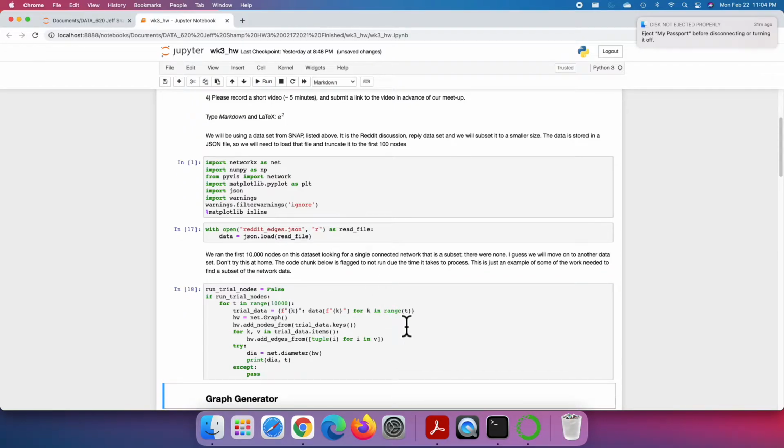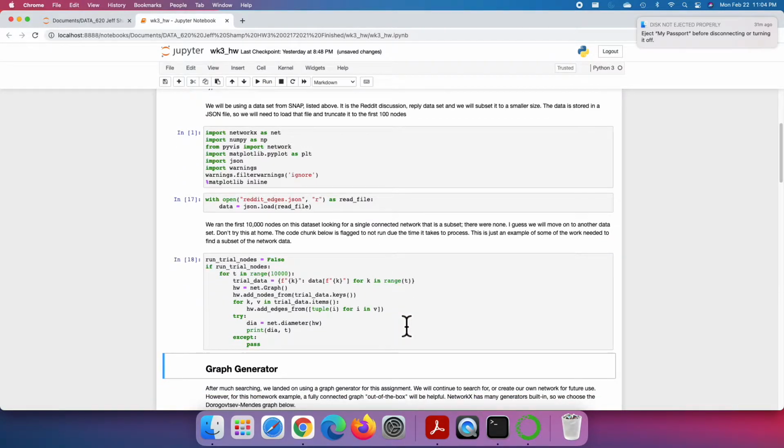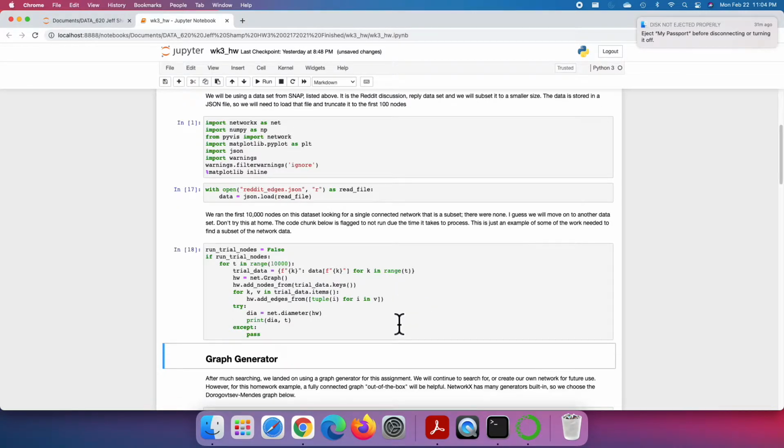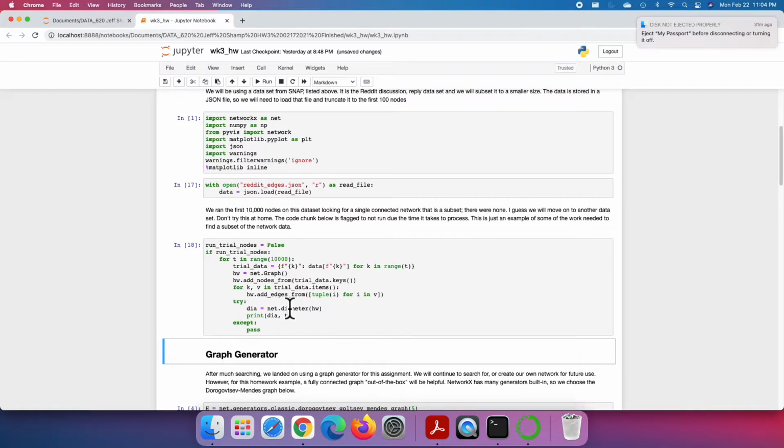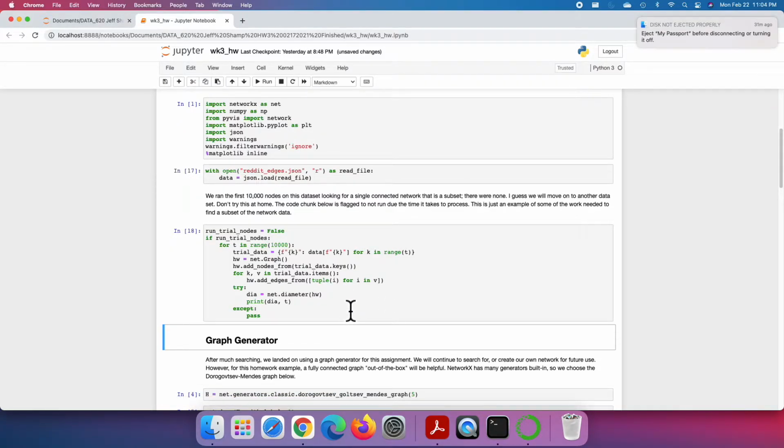So the first trial for the graph is to look at the entire data set, the first 10,000 nodes of the data set as a whole. But it takes way too much time and we had too much difficulty with the network connection. So therefore, this approach was abandoned. But here are the codes.